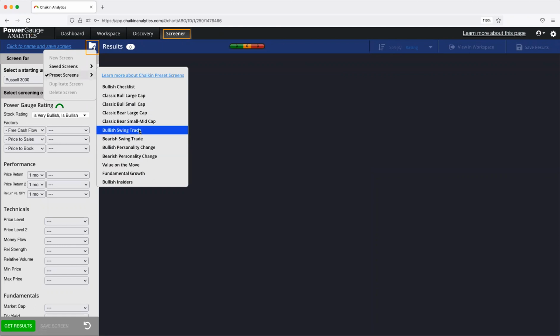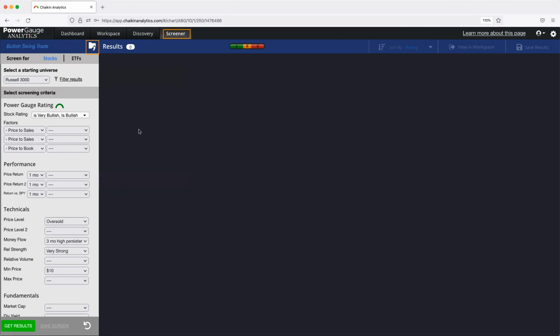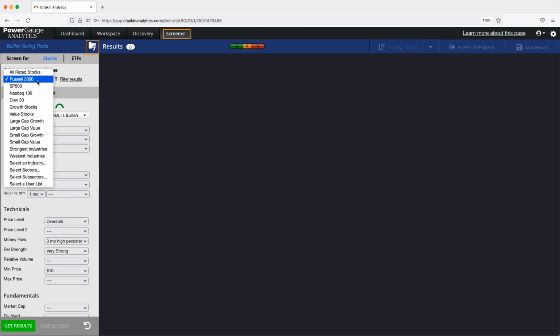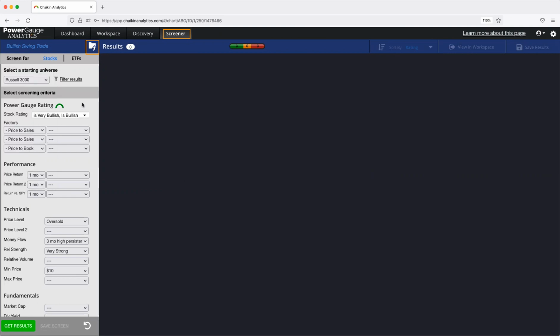For example, bullish swing trade. Let's give that a click. Let's talk about what this is going to fill in. This is going to select our starting universe. This is broad. It's only the Russell 3000, but you could modify that. You could pick individual sectors, the NASDAQ, S&P 500, small cap value, as you see fit. Perhaps Marc Chaikin's weekly commentary will direct you to a certain part of the market that is stronger, and you will choose that. But for now, we'll stay broad with the Russell 3000.